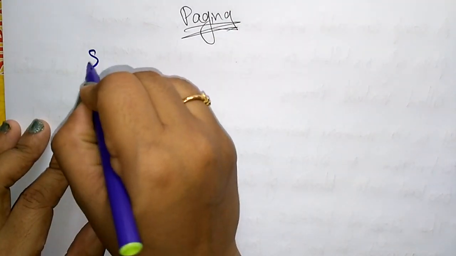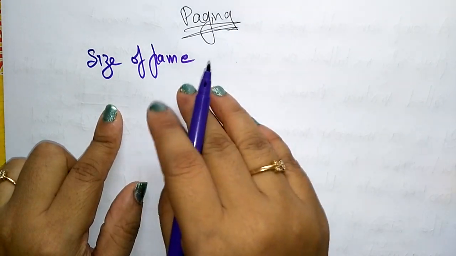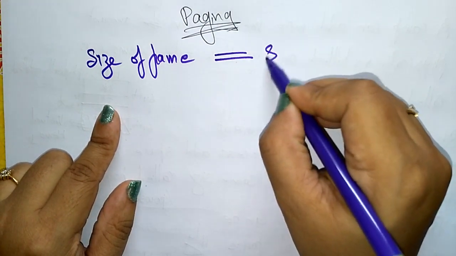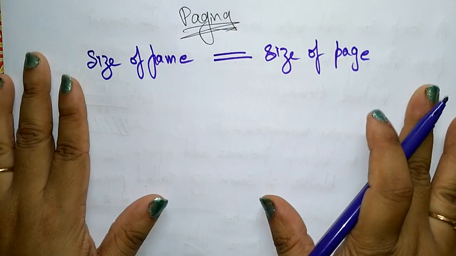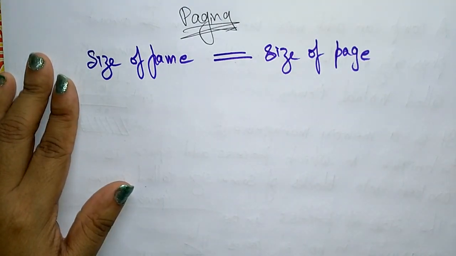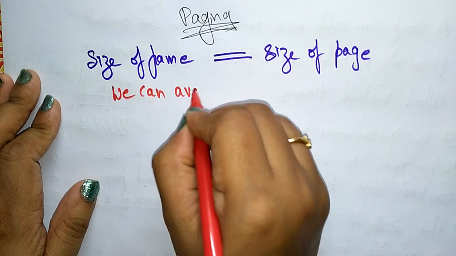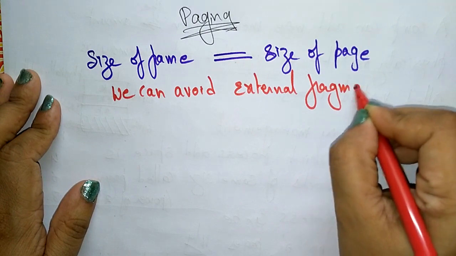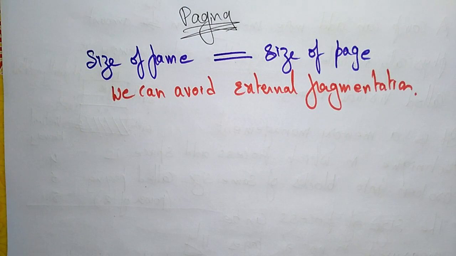So here you have to note that the size of the frame is kept the same as the size of the page. Always remember that the size of the frame should be equal to the size of the page, so that we can avoid external fragmentation. Whatever the size of the frame, it is always equal to the size of the page, which means there should be no external fragmentation.